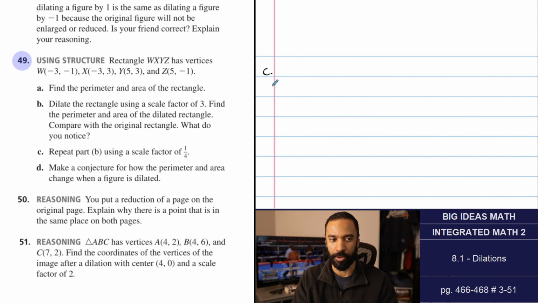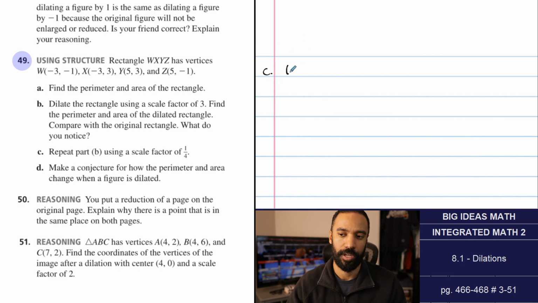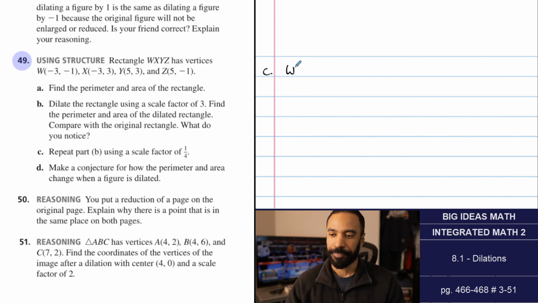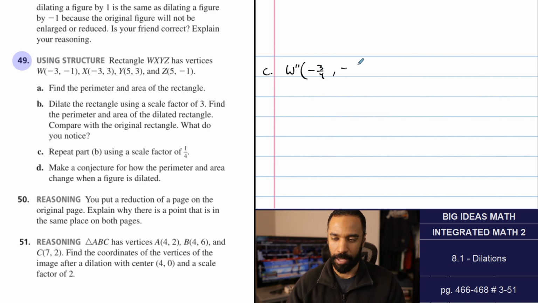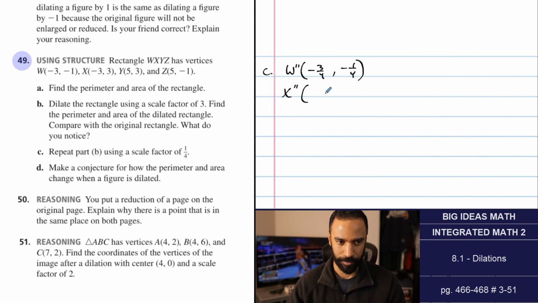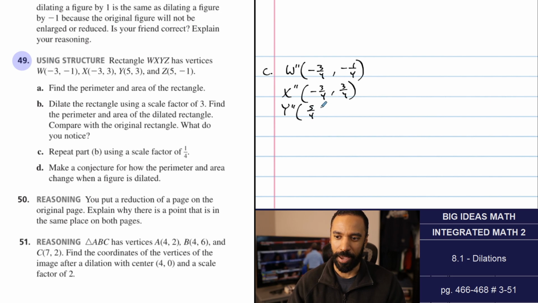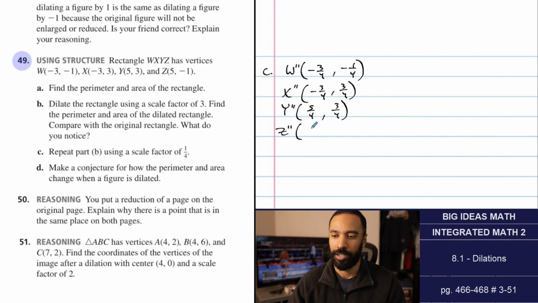That's okay. Repeat part B with 1/4. This time I'm not going to graph it. I'll call it double prime though. W double prime. Multiplying by 1/4 is this. Honestly, I'm not really going to do anything with these because I know what my lengths are supposed to be here. I'm just showing you what happens when you multiply by the fourths. Or I can still say out loud what they are.